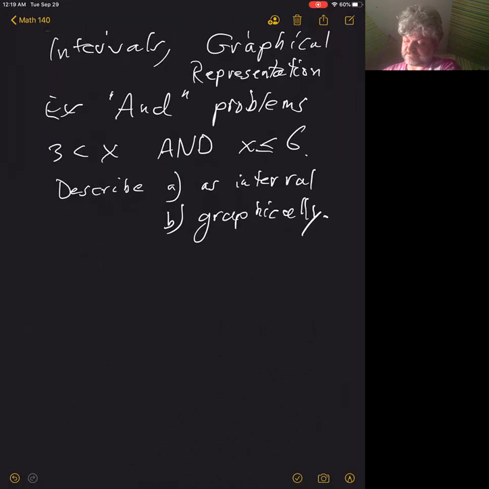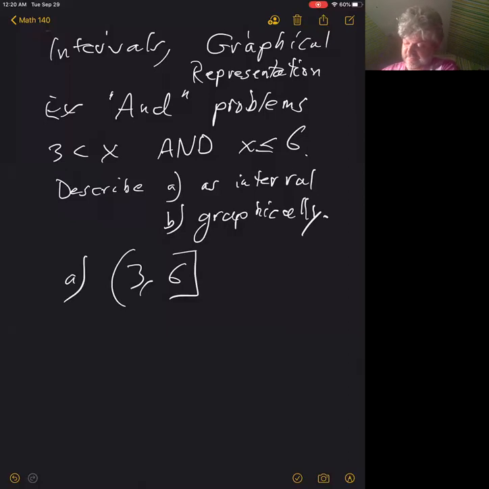Well, as an interval, we would go from 3 to 6. The endpoint 3 is not included. You put a round parentheses there. 6 is included, so you put a bracket.